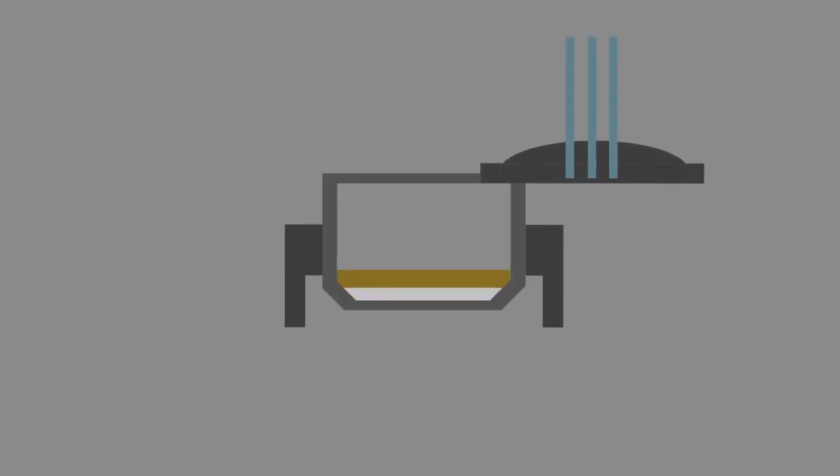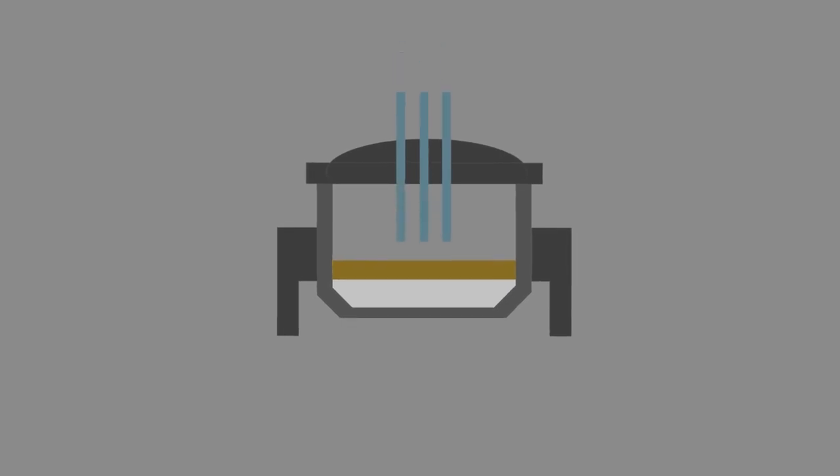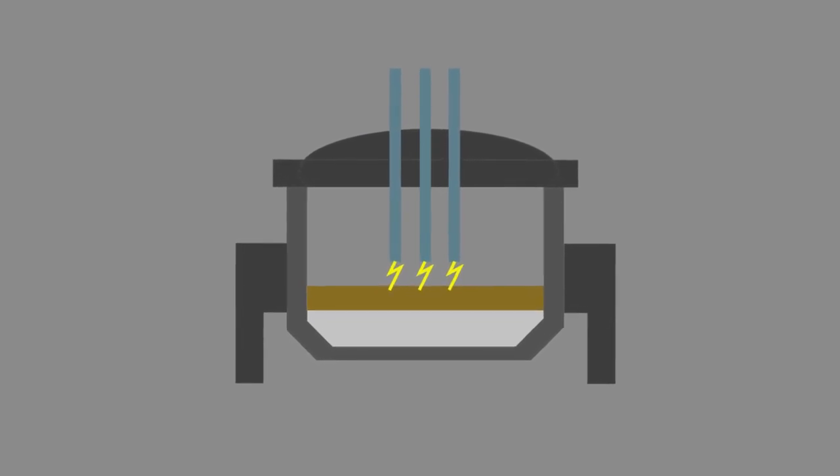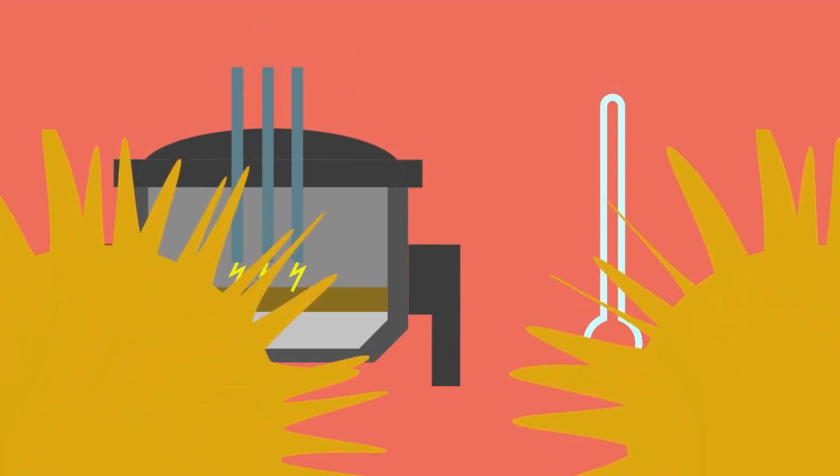The furnace lid is swung into place, and three graphite electrodes are lowered into the furnace. A powerful electric current is passed through the electrodes, creating an arc. The arc reaches temperatures of about 12,000 degrees Celsius or 21,500 degrees Fahrenheit. This is twice the temperature of the surface of the sun, and consequently, the heat generated melts the steel scrap.